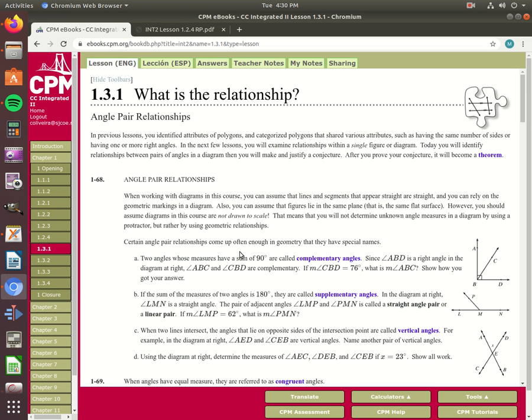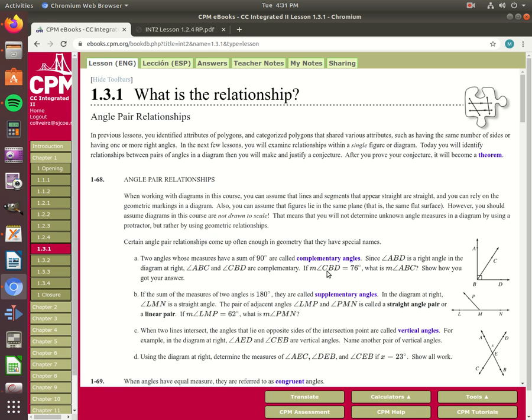All right, so certain angle pair relationships come up often enough in geometry that they have special names. Two angles whose measures have a sum of 90 degrees are called complementary. Since angle ABD, and hopefully you remember how to name these, the vertex is in the middle. B is in the middle, so it's ABD. When we say ABD, we're talking about this angle right here, which is a right angle in the diagram. ABC and CBD are complementary because they add up to 90 degrees.